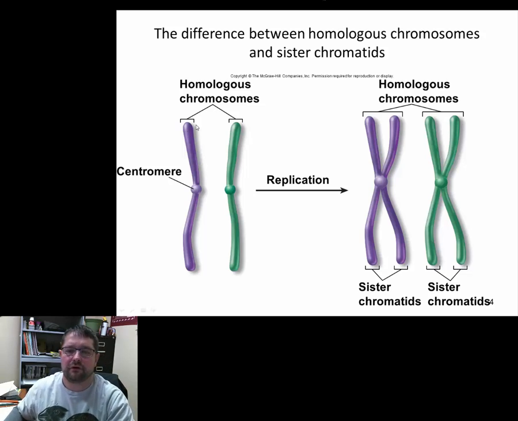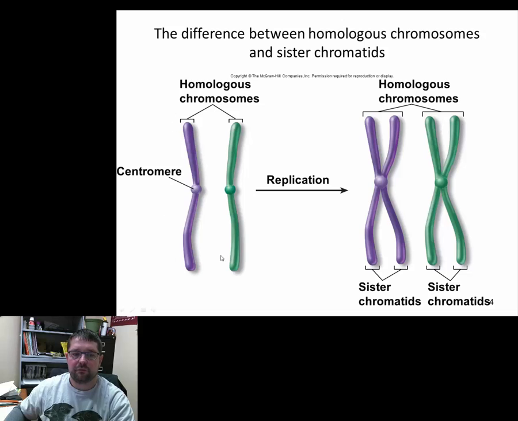All right, so here's the homologues. So let's say that purple is for the parental, or the father, or the paternal, and green is for the maternal. Okay? And so this is what you have. These are chromosomes. And then after the S phase, you're going to have a copy of each one.